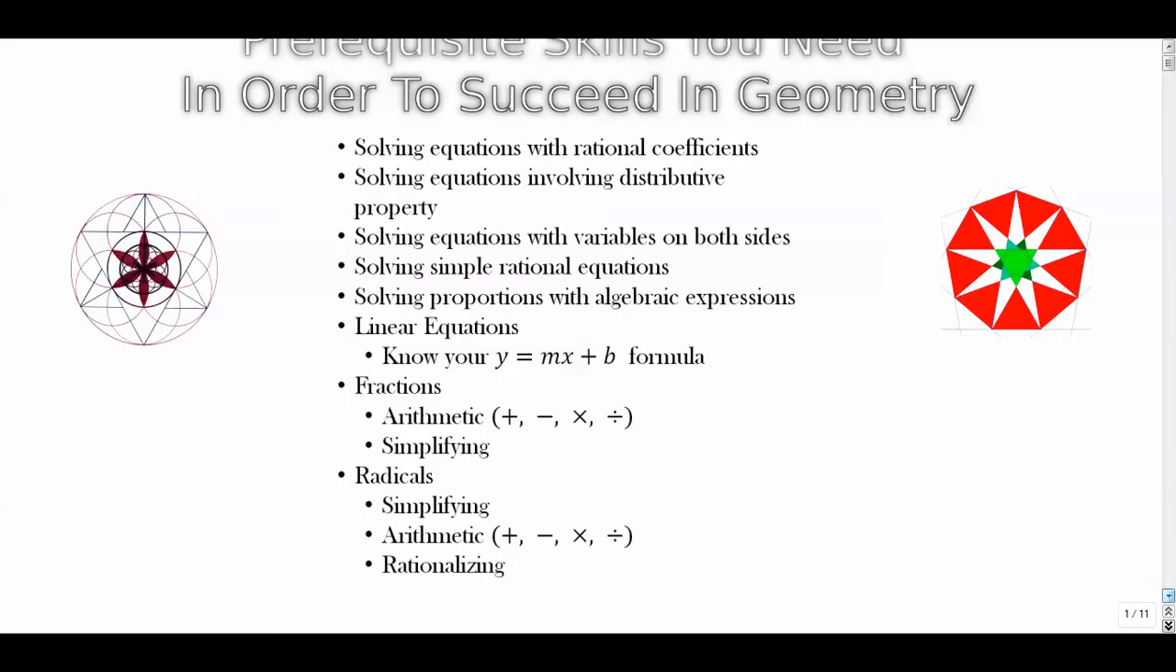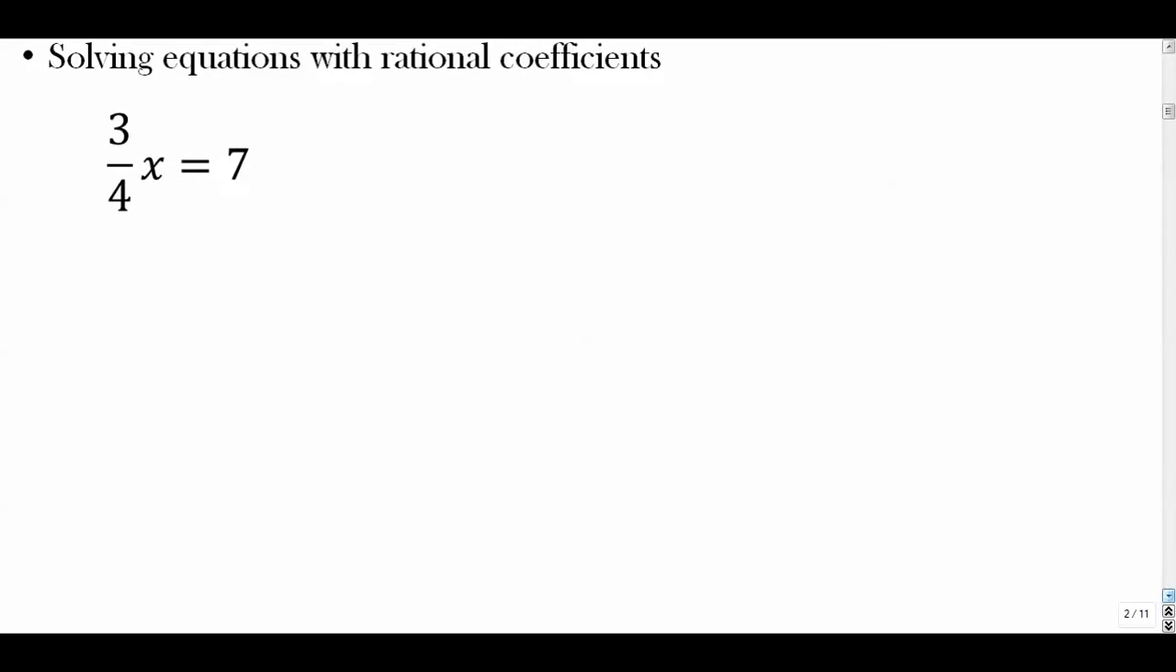Here we go. Solving equations with rational coefficients. You see that the first 1, 2, 3, 4, 5 skills are solving equations, so you can probably assume that that's a big part of this course. So let's start with solving equations with rational coefficients. Rational, of course, means a fraction. Coefficient, of course, is the number in front of a variable. It's the number that's multiplied by the variable, essentially.